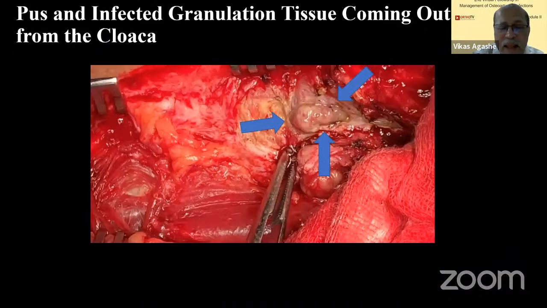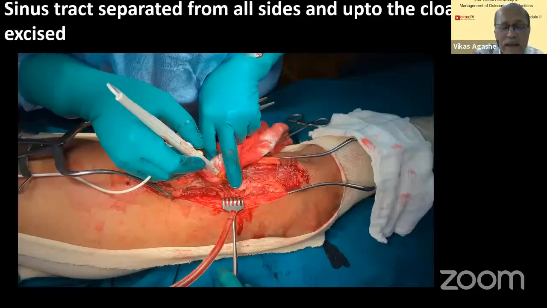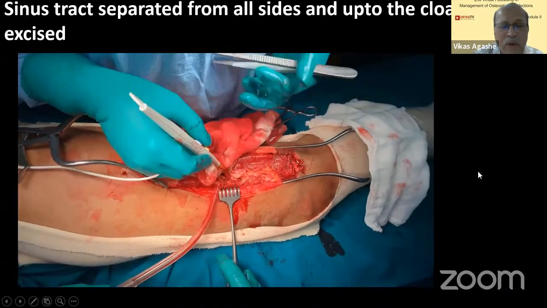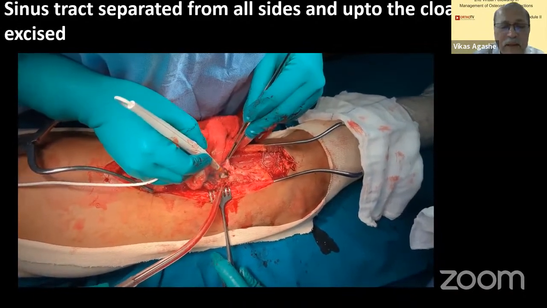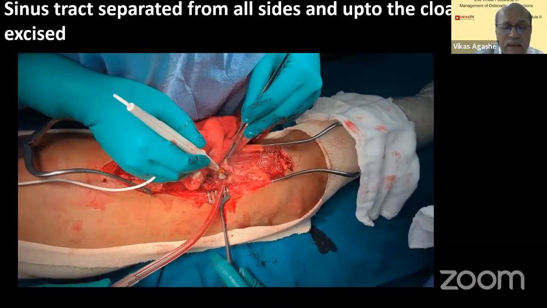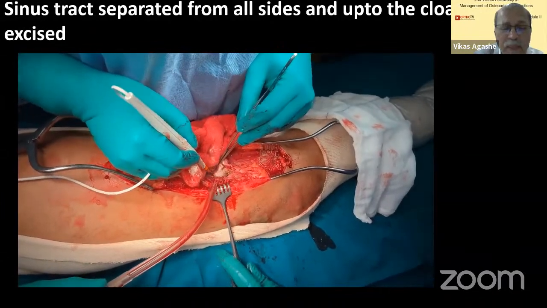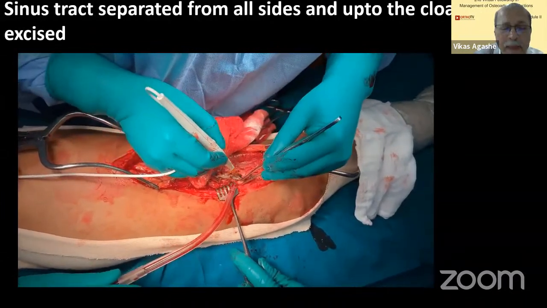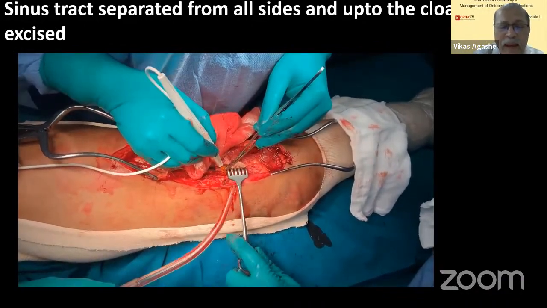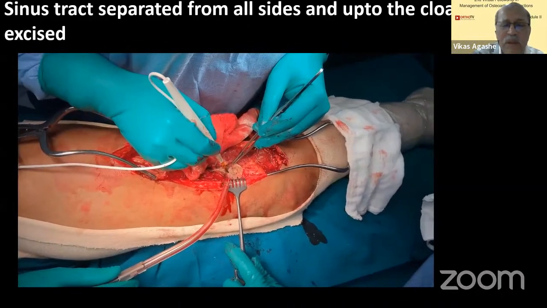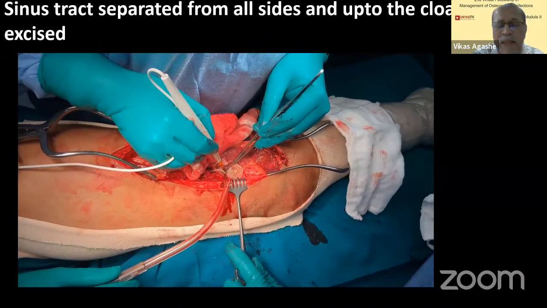You can see there is granulation tissue coming out. Let the video run completely. So separate that wall and go right onto the bone and excise the walls completely.